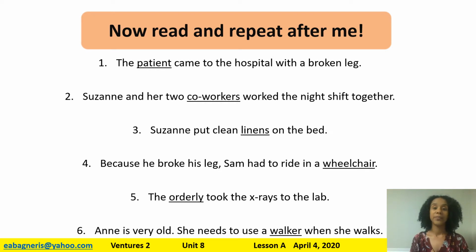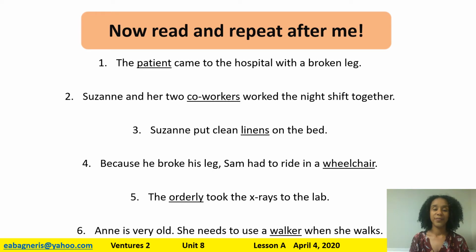Number 3. Suzanne put clean linens on the bed. Number 4. Because he broke his leg, Sam had to ride in a wheelchair.